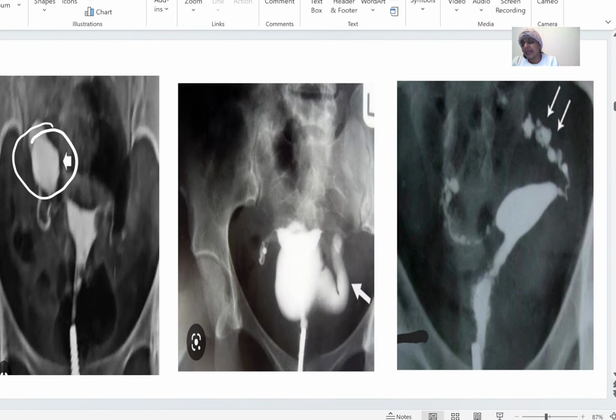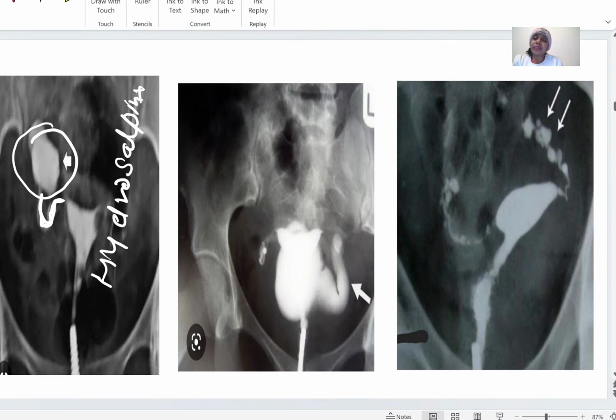There is a dilatation of the fallopian tube. So this is hydrosalpinx. Are you able to see? Trace this fallopian tube. Okay, this is the fallopian tube. The dilatation is only at the end.